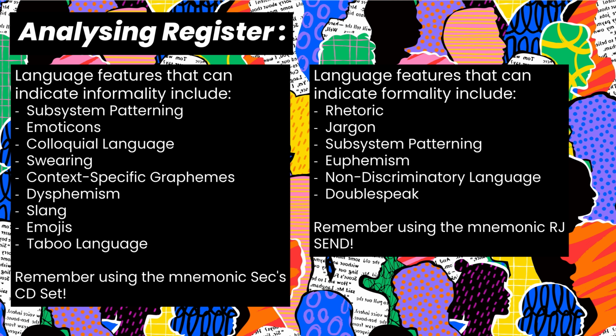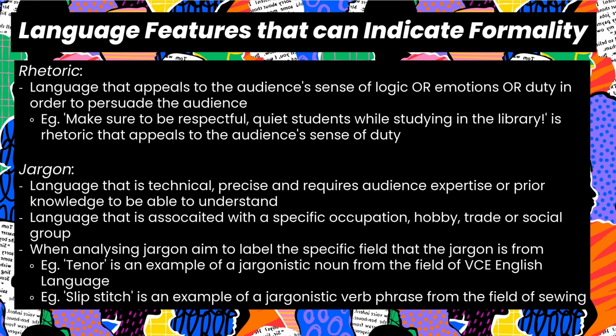Because this video is all about formal language, we're going to spend some time now discussing in a little bit more depth what each of these formal language features involves. So we'll start off with rhetoric. Rhetoric refers to language that appeals to the audience's sense of logic or emotions or duty in order to persuade the audience to agree with one of our speakers or writers or to believe a specific idea or fact.